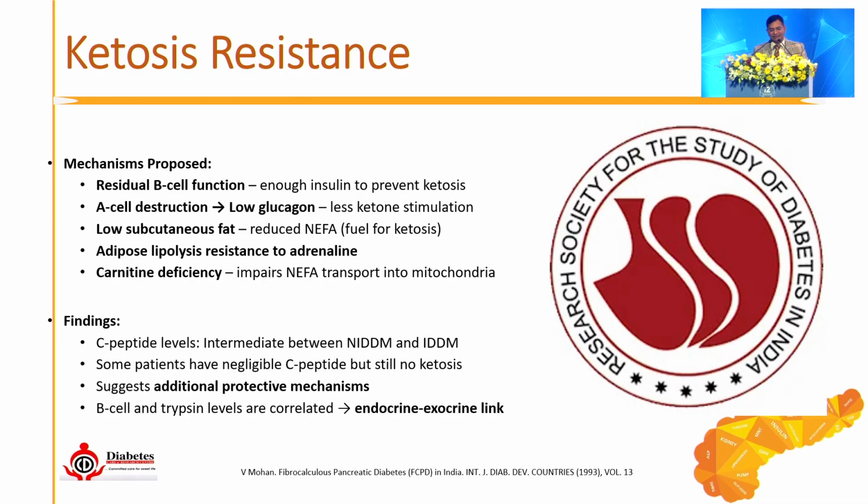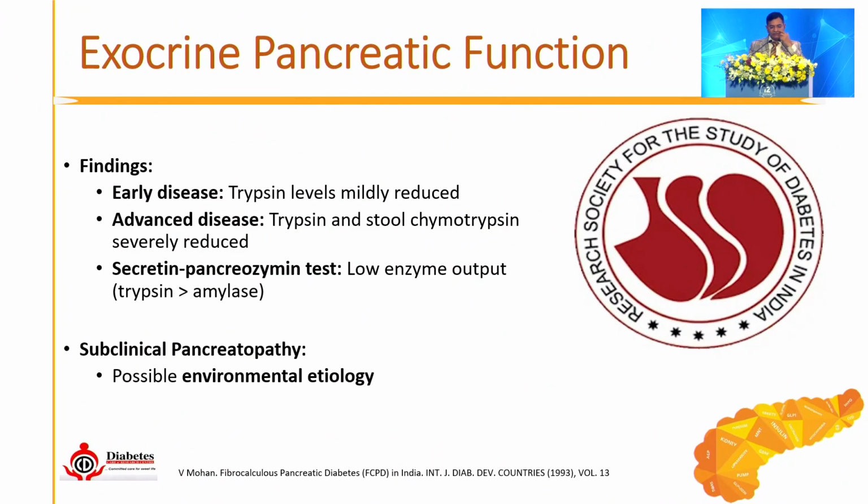Alpha cell restriction, so low glucagon, less ketone stimulation, low subcutaneous fat, as I had already told you, reduced adipose lipolysis and resistance to adrenaline. Carnitine deficiency has also been quoted, about which I am not sure. C-peptide levels again will be intermediate between type 1 and type 2. Some patients will have negligible C-peptide but still no ketosis. The additional protective mechanism is not exactly known, and we possibly have to work on this.